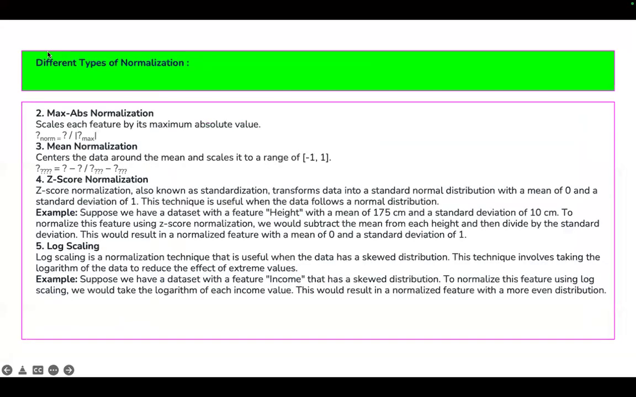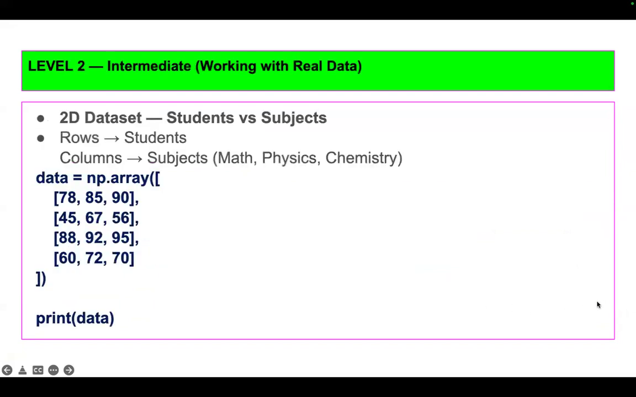Okay, let's come back to this. So log scaling is a normalization technique which is useful when data has a skewed distribution. And this technique involves taking the logarithm of the data to reduce the effect of extreme values. Suppose we have a data set with a feature income that has a skewed distribution. To normalize this feature using log scaling, we would take the logarithm of each income value. Okay? And then this would result in a normalized feature with a more even distribution.